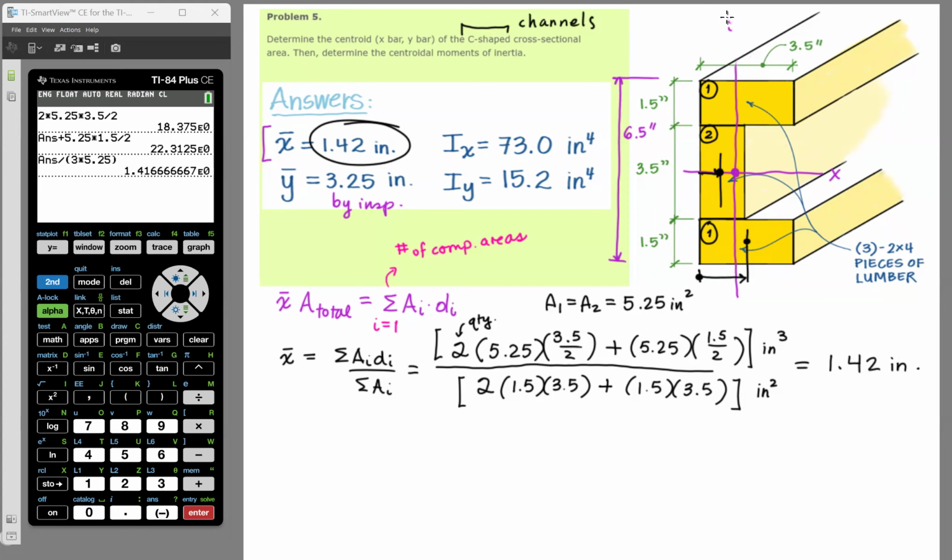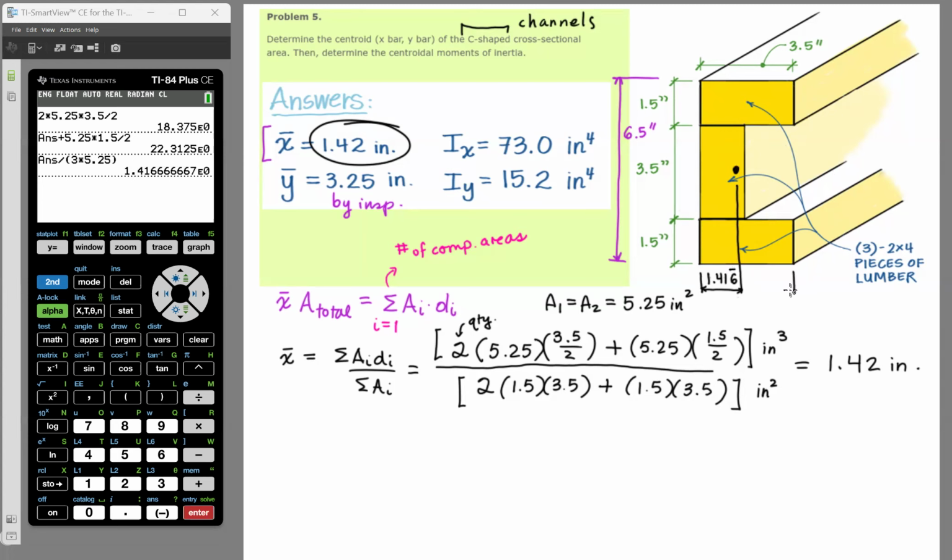With that information, let's update our picture. Simplify before we get into the moments of inertia. So X bar, so our centroid is here. And I do need that fourth sig fig for precision. Remember we talked about that? So on my picture, I'm going to keep that fourth sig fig, 1.416 bar.